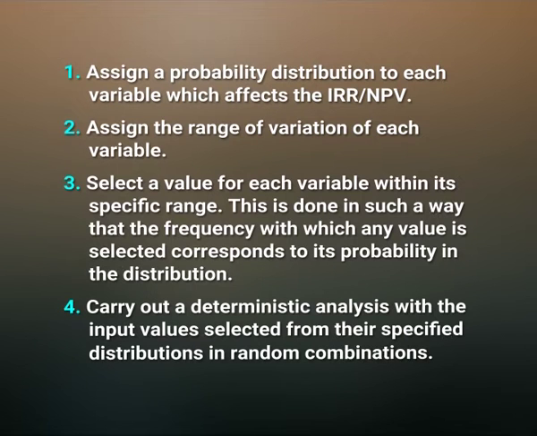in the distribution. Step number 4, carry out a deterministic analysis with the input values selected from their specified distribution in random combinations. Each time a new value is generated for each variable, a new combination is obtained, hence a new deterministic analysis is done. This is repeated several times to obtain a result. The number of combinations of probability distribution required is usually between 200 to 1000. The greater the number of iterations used will result in increasing accuracy.